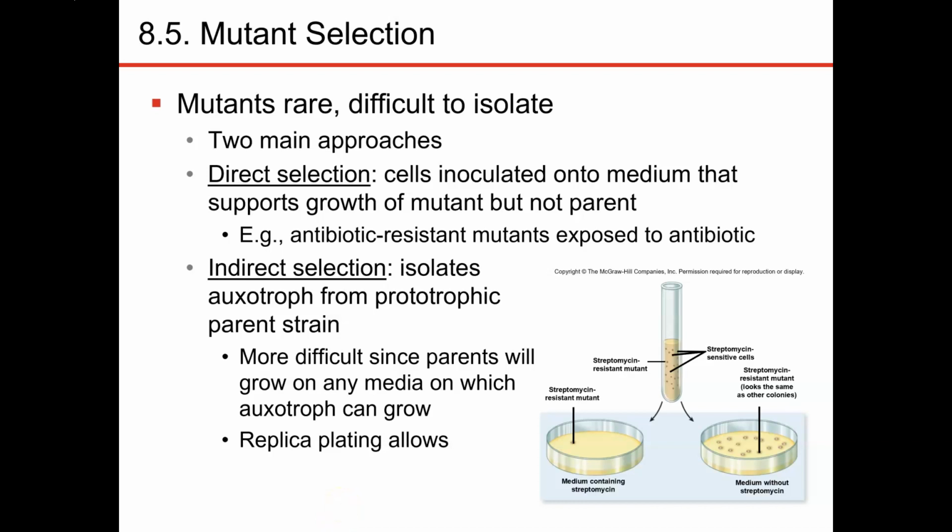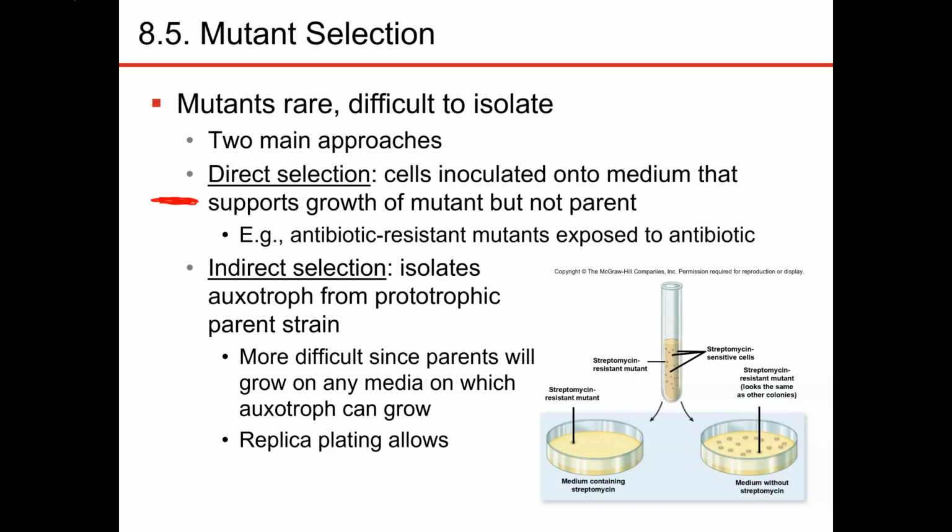So we oftentimes want to find mutants so that we can run different tests on them. But mutants are rare and they are oftentimes very hard to isolate. So there are two basic approaches we use to isolate mutants. The first is super simple. It's called direct selection. So we select for that mutant to grow.